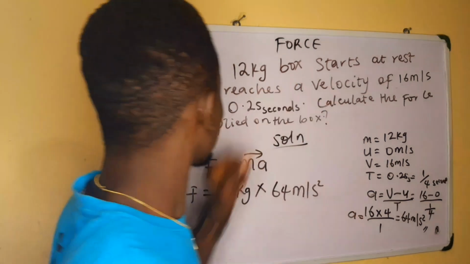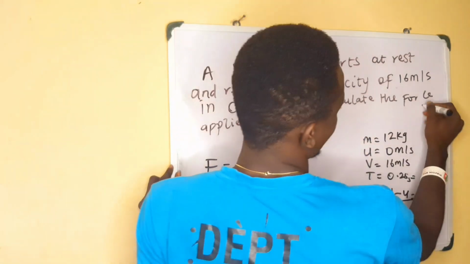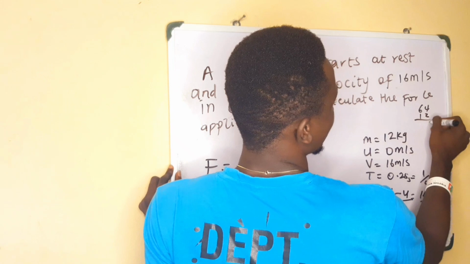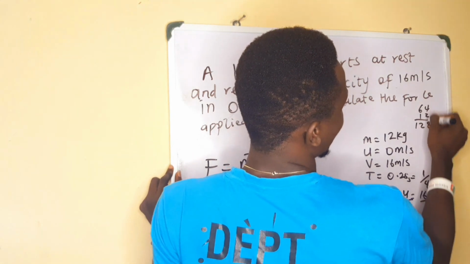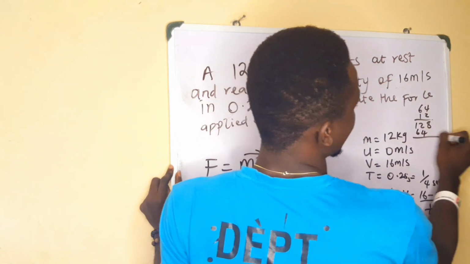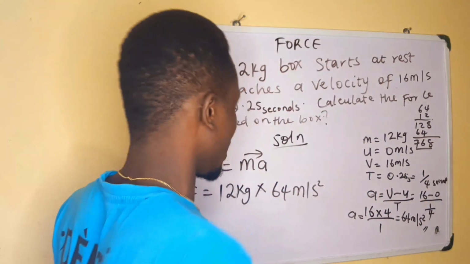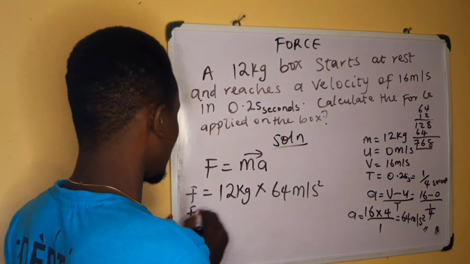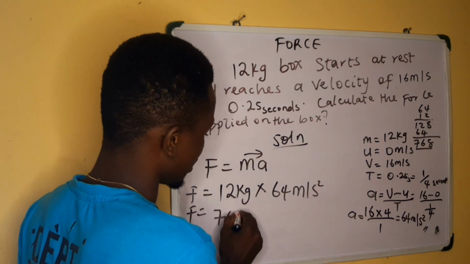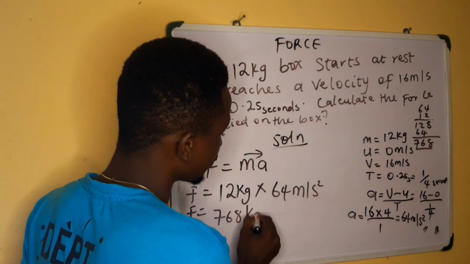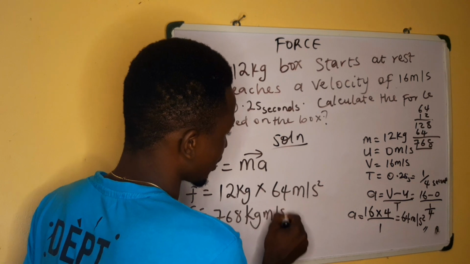Now let me solve it somewhere here. So it's going to be 64 times 12. 2 times 4 is 8, 2 times 6 is 12. 1 times 4 is 4, 1 times 6 is 6. So you're having 768, yes, as the answer. So the force applied is 768 kilogram meter per second squared.